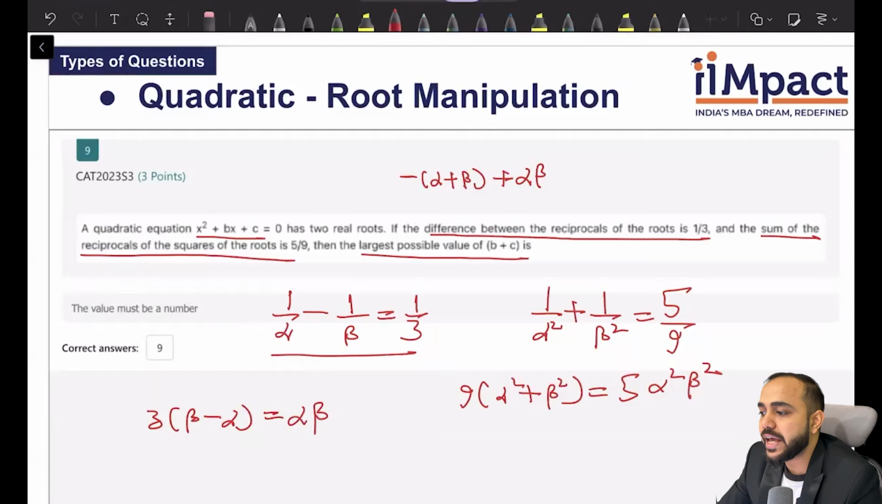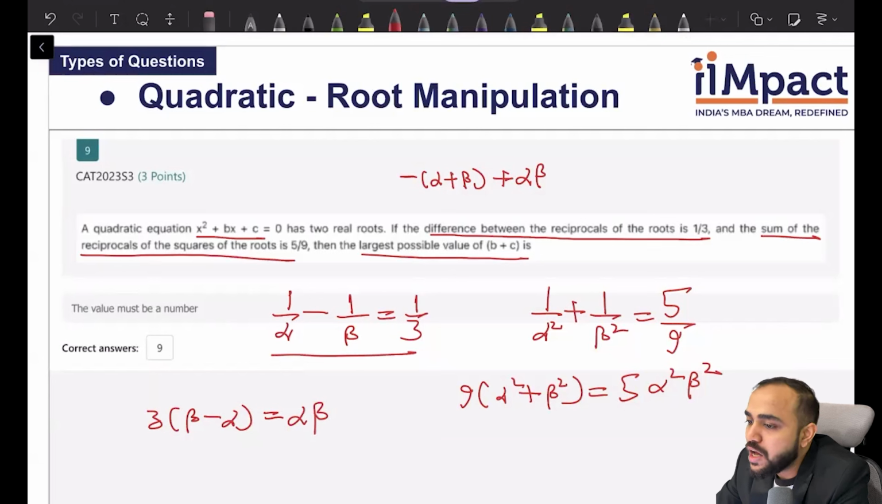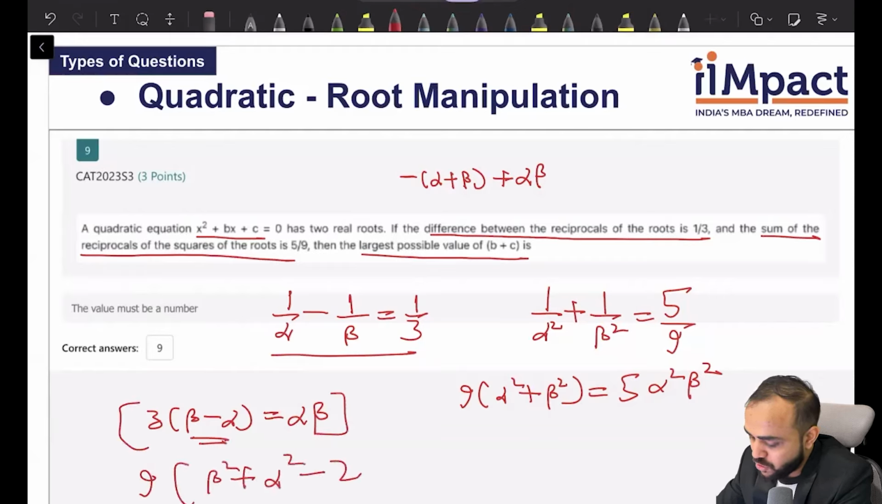Now, how can I further reduce this? Is the question. Because I don't really have a formula for difference of roots, right? You don't have a formula for the difference of the roots. So what I want to get rid of is the difference exactly. And the best way to do that is if I square this. If you square this, what will you get? 9 times beta square plus alpha square minus 2 alpha beta is equal to alpha square beta square.